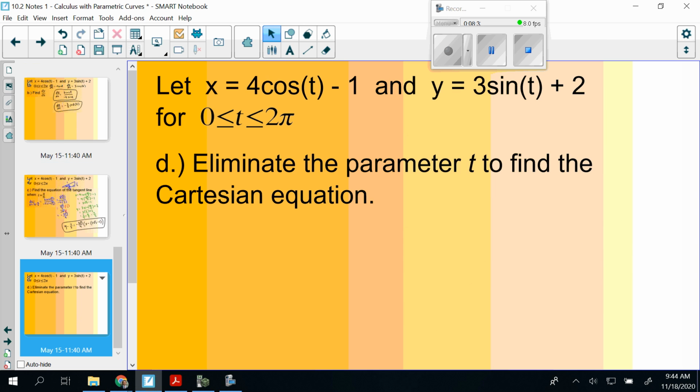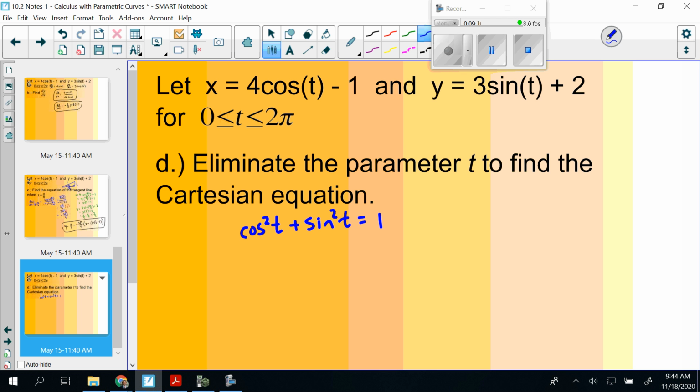All right, last part to this, they want us to eliminate the parameter to find the Cartesian equation. Cartesian equation, that's where t is no longer a part of it. In this one, since we have cosine and sine, the way we're going to relate this together is to use that Pythagorean identity where we know cosine squared plus sine squared equals 1. So in this case, we would have cosine squared of t plus sine squared of t should equal 1.